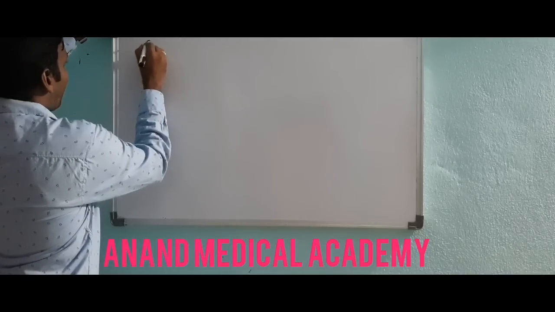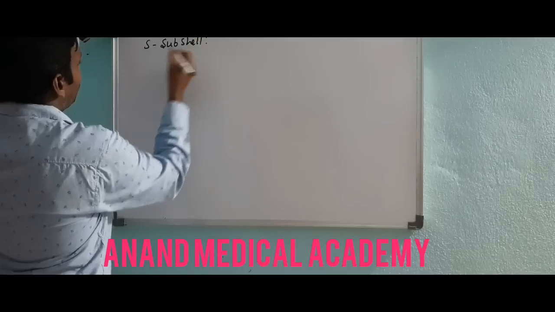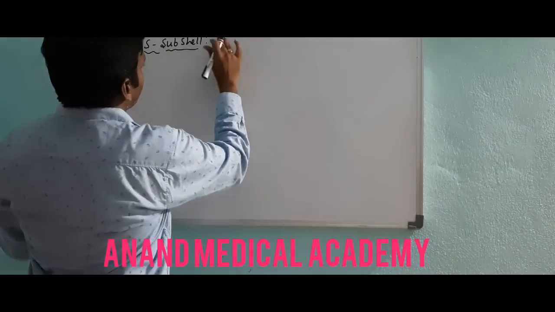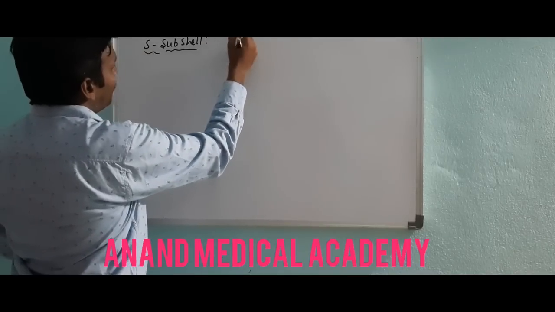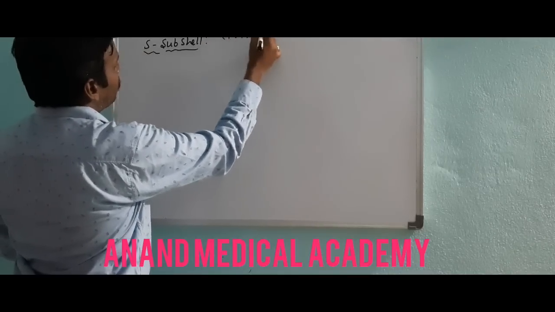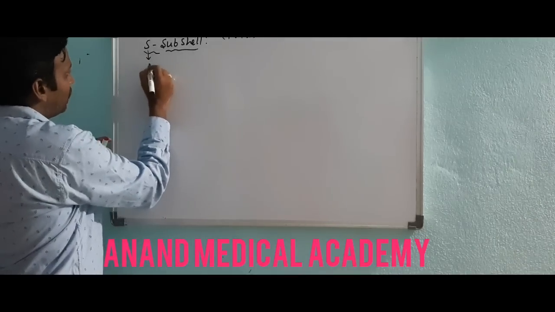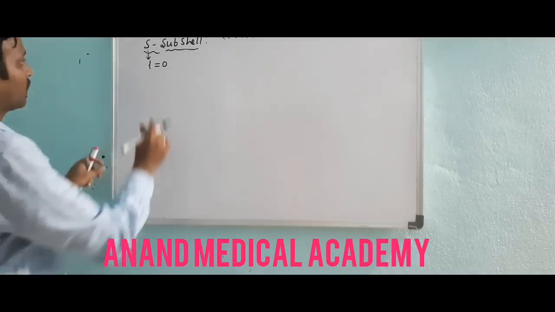S subshell has how many electrons? What is the formula I told you? 4l plus 2 electrons are present. S means what is the L value I told you? L is equal to 0. That is S subshell, I already gave you this.